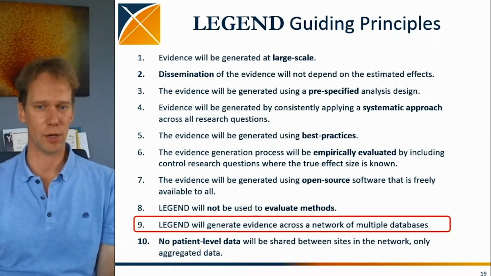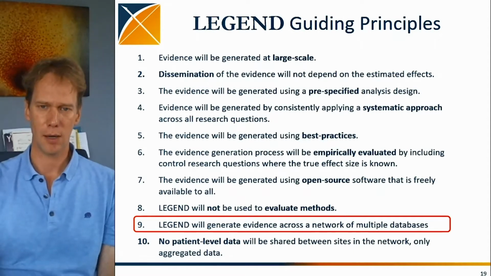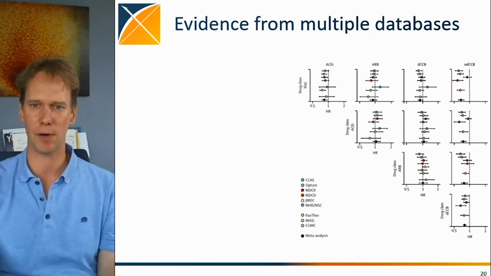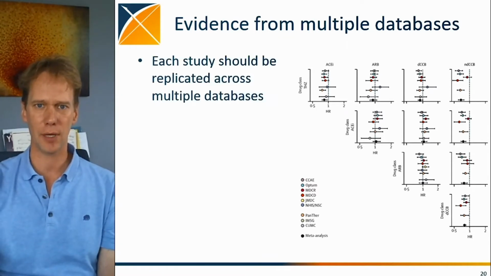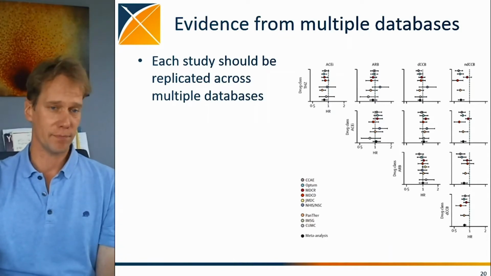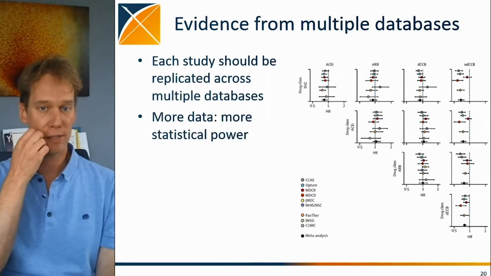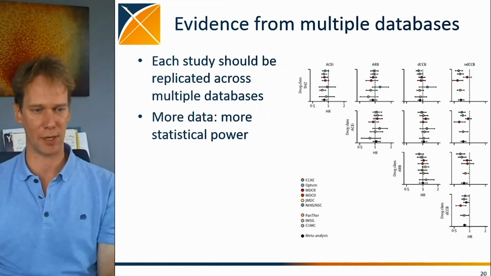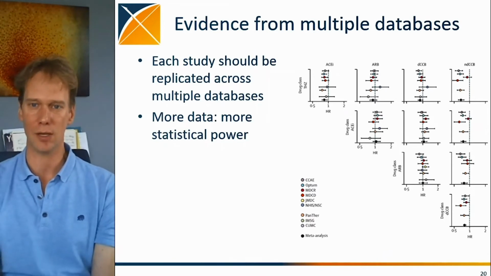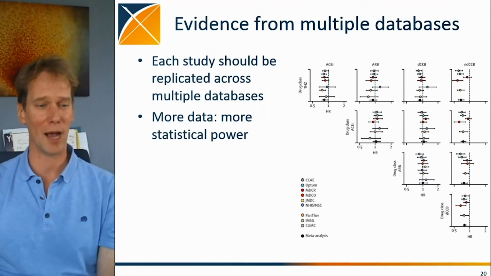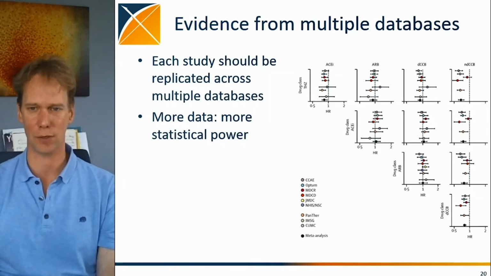LEGEND will generate evidence across a network of multiple databases. I think that's important for several reasons. So I'm just showing you here a plot from our Lancet paper where, for several effects, we show the results across databases. So it's important that we replicate our studies across multiple databases. One reason that probably is first in mind is that we would have more data, more statistical power. So if we perform the same study across a network of databases like we do in LEGEND, we do have more people, more data, and therefore we tend to get more accurate estimates with narrower confidence intervals.